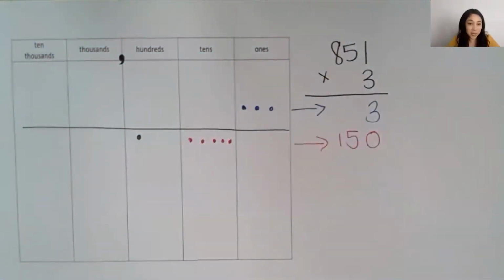Next, we move to the hundreds place. 3 times 8 hundreds is 24 hundreds. So how do we record this in our place value chart? We can record 2,400 as 2,000s, 400s. Again, we'll record this one a little bit lower than the 150 tens so that we can clearly see the three separate partial products.